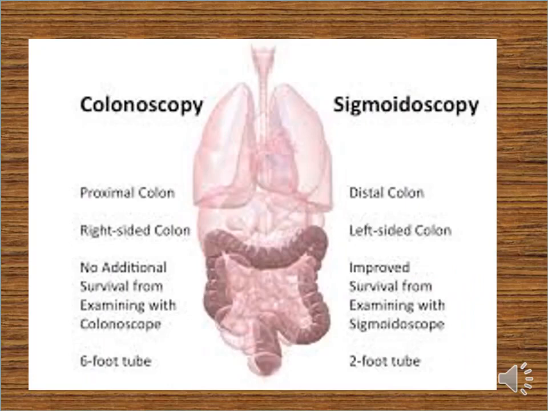We have a difference between colonoscopy and sigmoidoscopy. The colonoscopy examines the proximal colon, right-sided colon, with no additional survey from examination with the sigmoidoscope. We have a 6 feet tube length for the colonoscopy, but the sigmoidoscopy examines the distal colon, left-sided colon, and the full survey from examining with the sigmoidoscope, the length is a 2 foot tube.